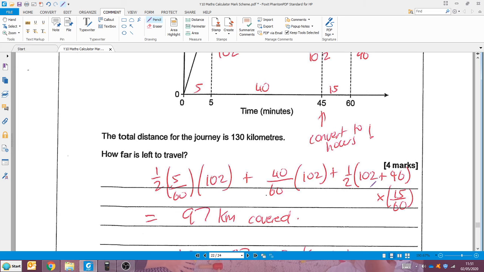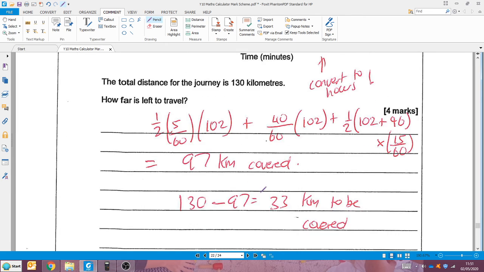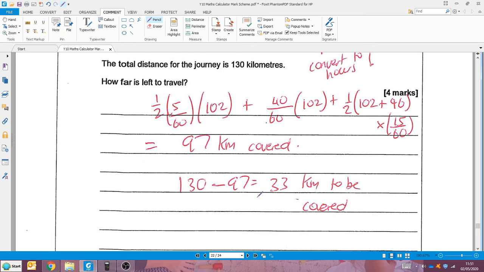If you do it carefully and properly, you get exactly 97 kilometers covered, which means if I subtract, I've got 33 kilometers yet to do.